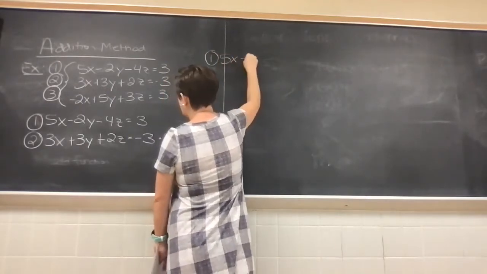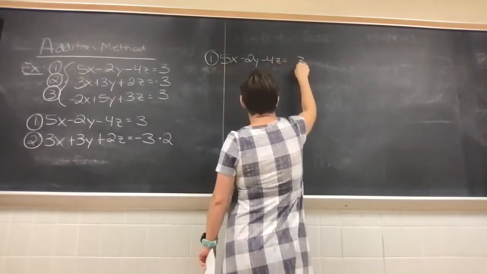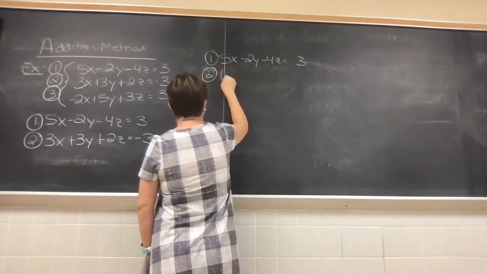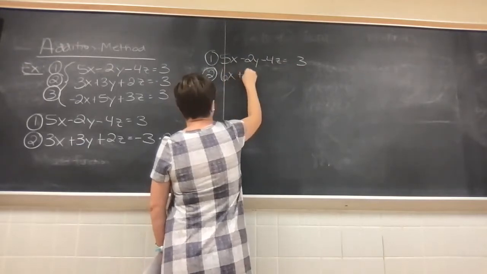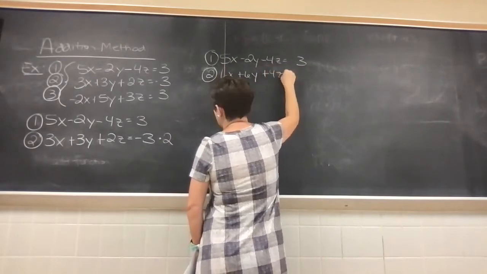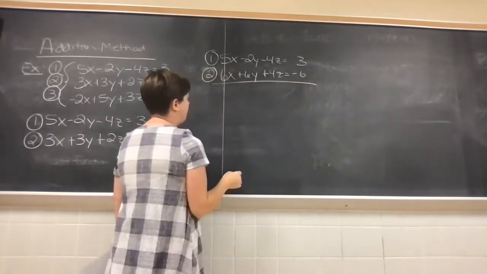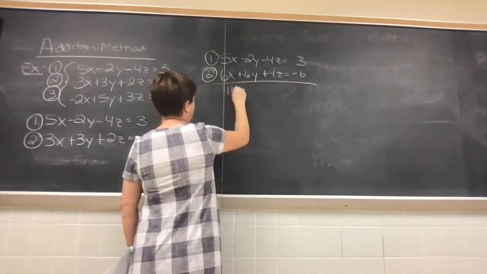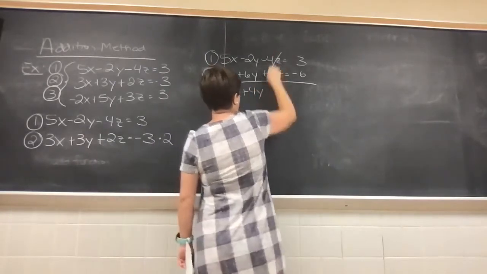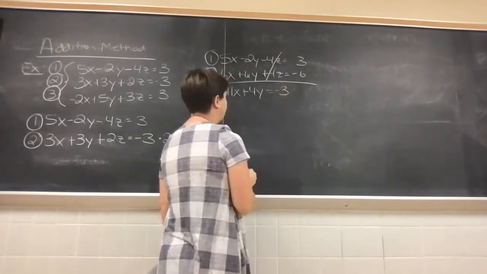So equation 1 does not change. We have 5x minus 2y minus 4z equals 3. And then equation 2, I'm multiplying everything by 2, which will give me 6x plus 6y plus 4z equals a negative 6. That way I can add them up. I'll get 11x plus 4y. My z's are going away, which was the whole point, equals a minus 3.